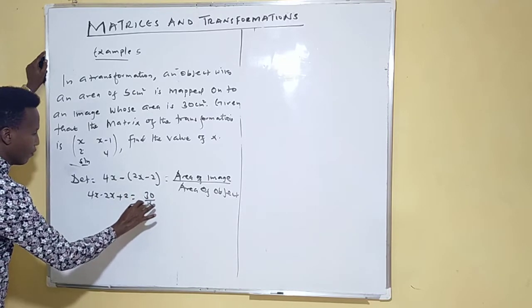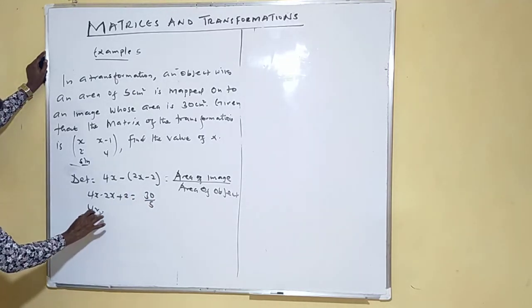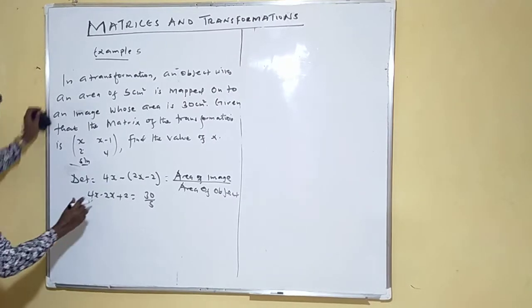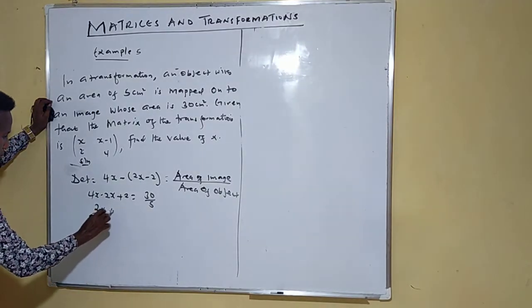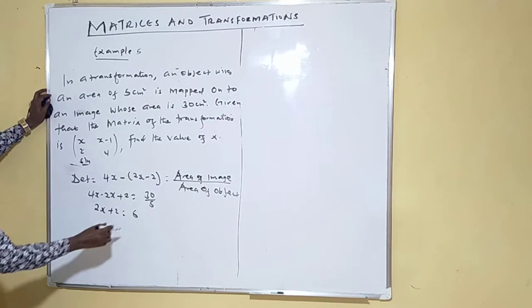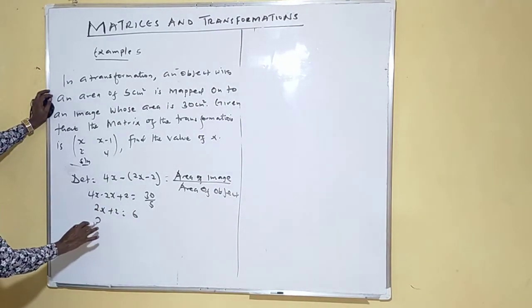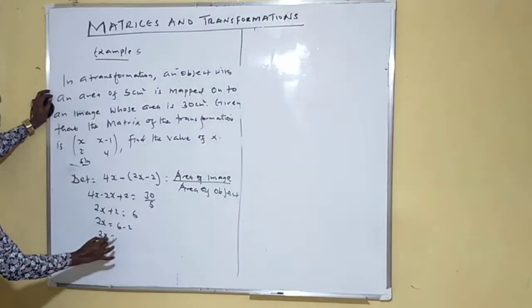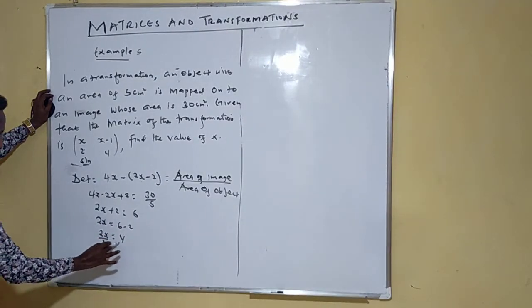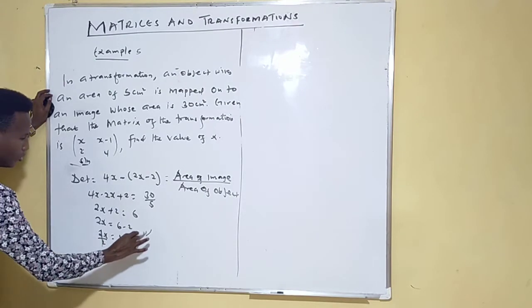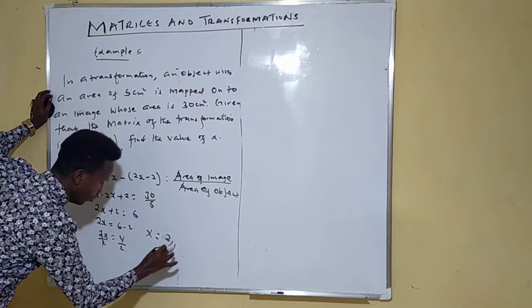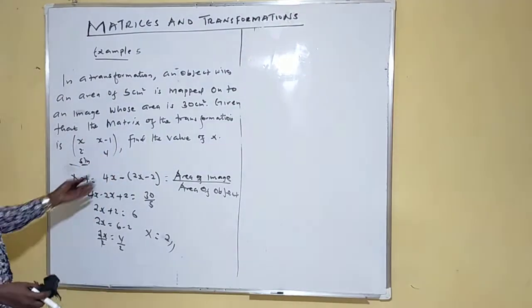is equal to 30 divided by 5. So 4x minus 2x is 2x. 4x minus 2x plus 2 is equal to 6. Take this one to the other side. 2x is equal to 6 minus 2. So 2x is equal to 4, all over 2, all over 2 cancel. So x is equal to 2. And that is the final answer.